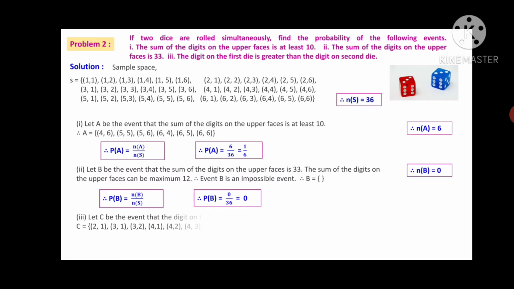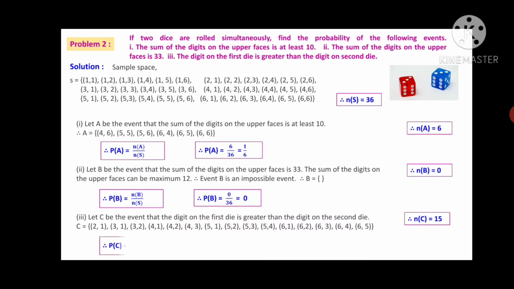Let C be the event that the digit on the first die is greater than the digit on the second die. Therefore, C will be 21, 31, 32, 41, 42, 43, 51, 52, 53, 54, 61, 62, 63, 64, 65. Therefore, N of C is equal to 15. So friends, P of C is equal to N of C upon N of S. Now we substitute the values. Therefore, P of C is equal to 15 upon 36. After simplification, you are getting P of C is equal to 5 upon 12.